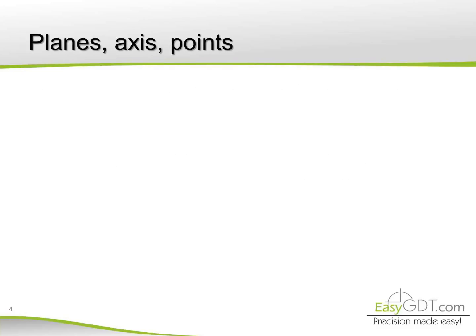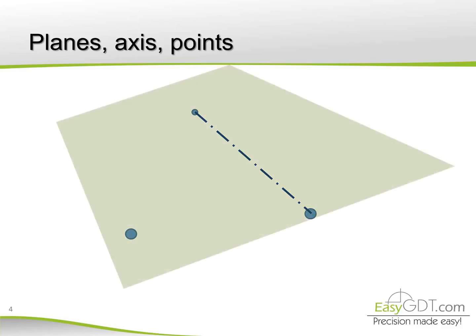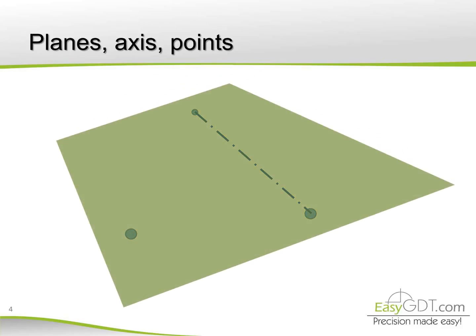Now let's talk about planes, axes, and points. Let's start first with a point, a one-dimensional element. Then, with another point, we can form an axis by joining them. And by including the third point, we can form a plane. With this, we conclude that to form a plane, we need at least 3 points, and to form an axis, we need at least 2 points.